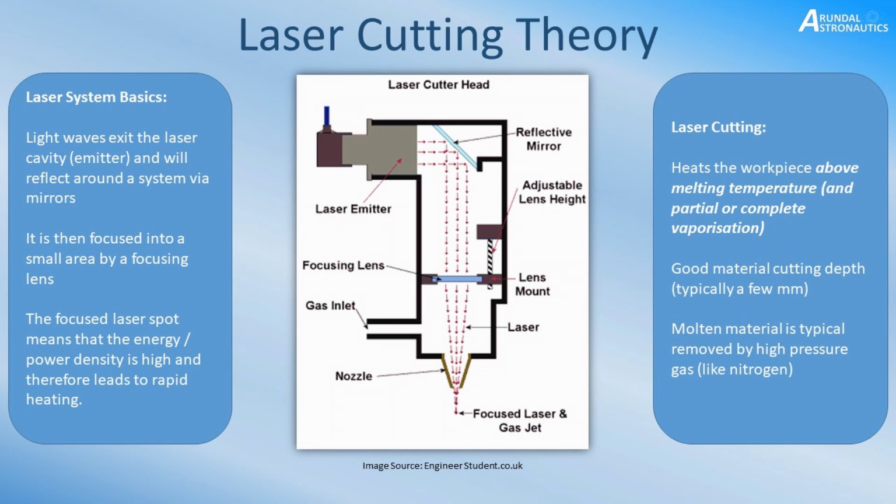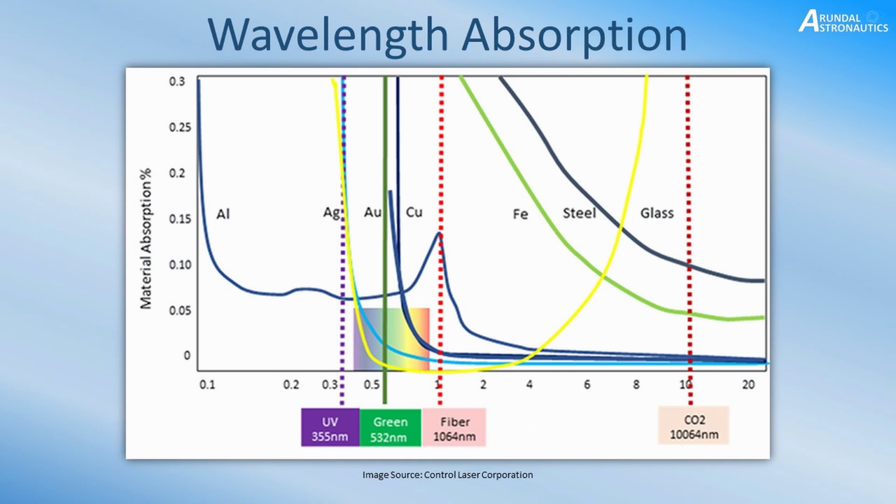With all this energy focused on a very small spot, what we find is that the power density is high, and this therefore leads to rapid heating in the target material. This means that for laser cutting, the workpiece is heated above its melting temperature and will lead to partial or complete vaporization. If we recall on the previous slide, we discussed wavelengths and how that's an important consideration for laser cutting and welding. For laser welding and cutting to be optimal, the wavelength should be matched with the type of material that will be the desired workpiece.